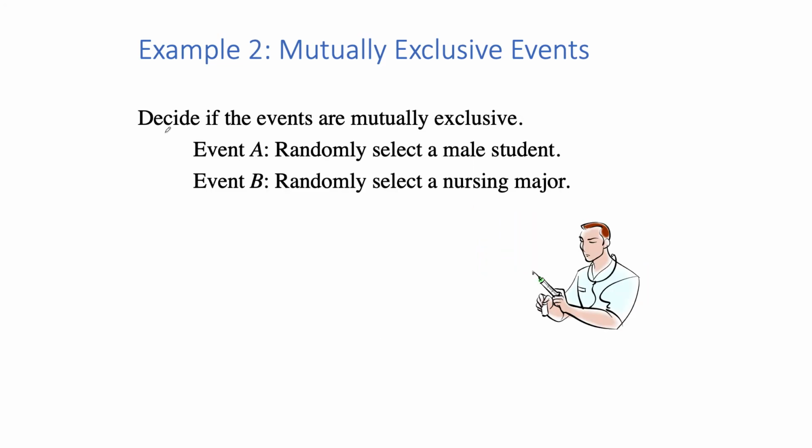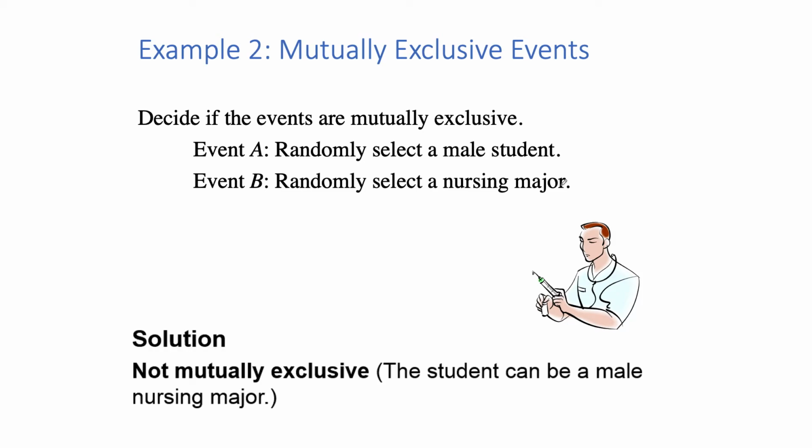So let's consider a couple of other situations. Event A is randomly selecting a male student. Event B is randomly selecting a nursing major. The question is, are these events mutually exclusive? For them to be mutually exclusive, if one happens, the other can't happen. So for both events to be satisfied at the same time, I need to randomly select a student who's male but is also a nursing major.